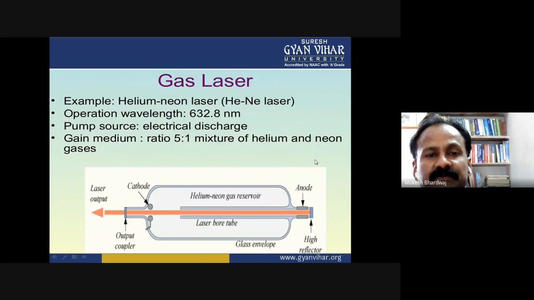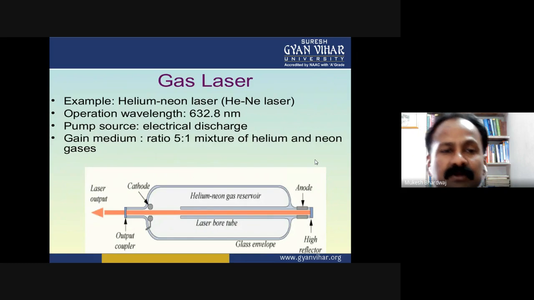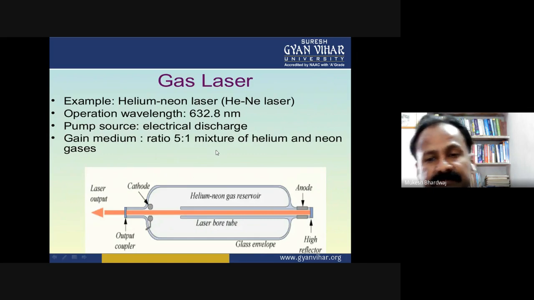Gas laser, for example the helium neon laser. Helium neon laser, operation wavelength 632.8 nm. Pump source: electrical discharge. Gain medium: a mixture of helium and neon gases in the ratio 5:1. This is the gas laser.